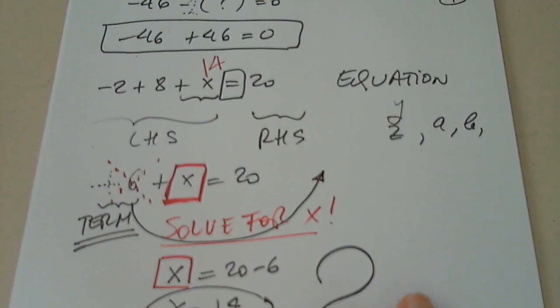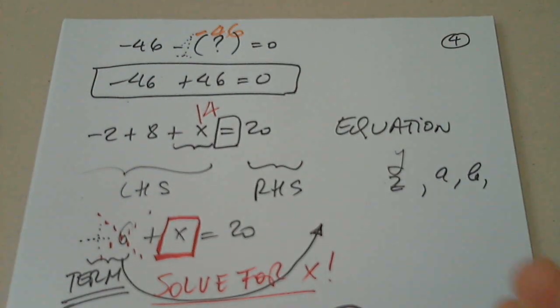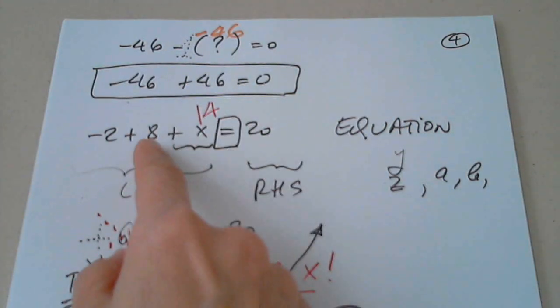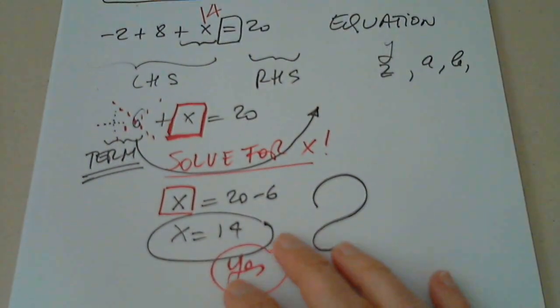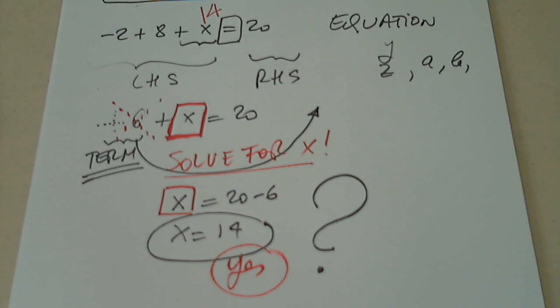Is it true? I don't know. It takes a blink to go back and put it in. 8 minus 2 is 6. 6 plus 14 is indeed 20. So I'm going to say this is it, and there is no other answer.